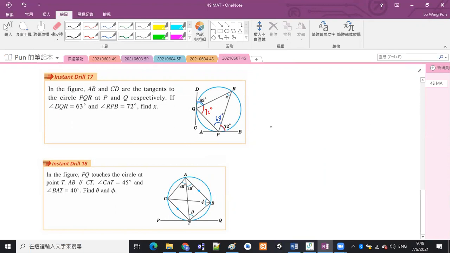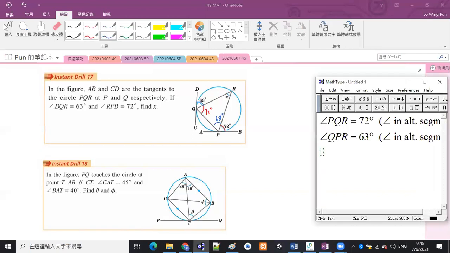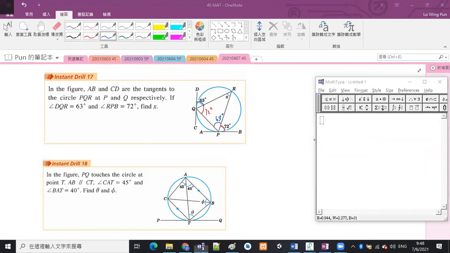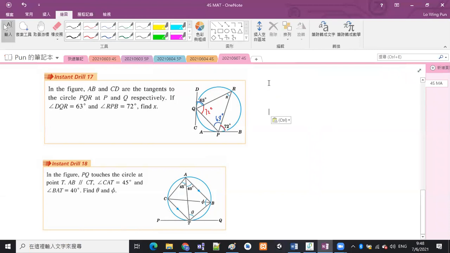Finally, I have gathered all information into the triangle PQR. Then I can find the value of X by using angle sum of triangle. Okay, so X should be equal to 45 degrees. So that's the answer. Are you correct? And then exercise 18.